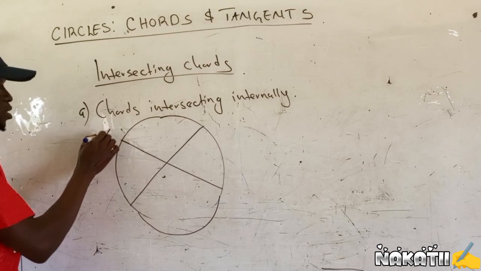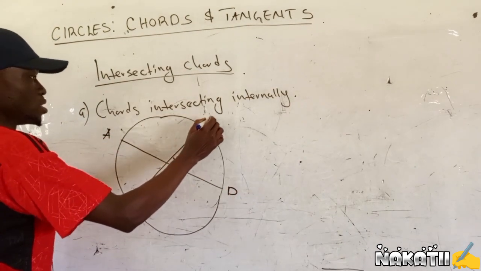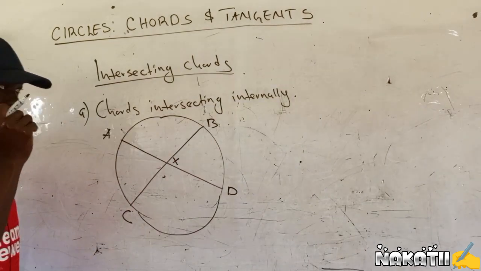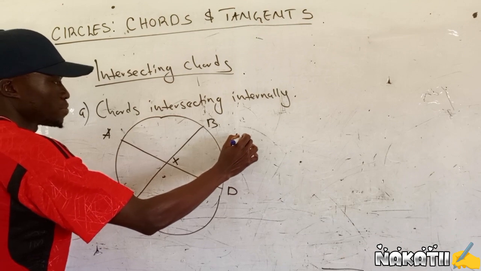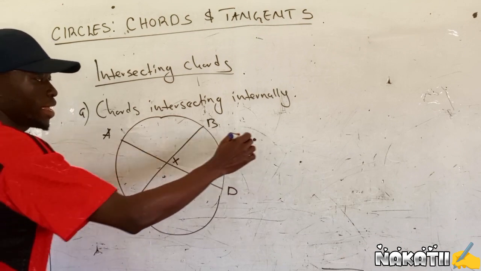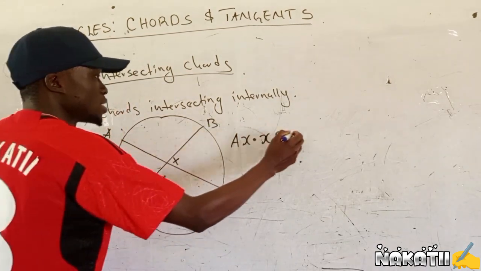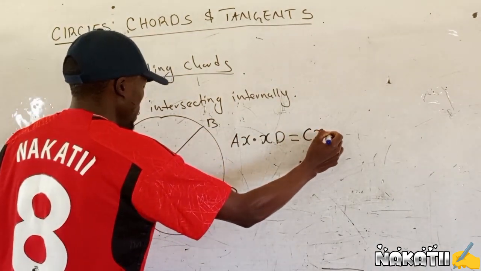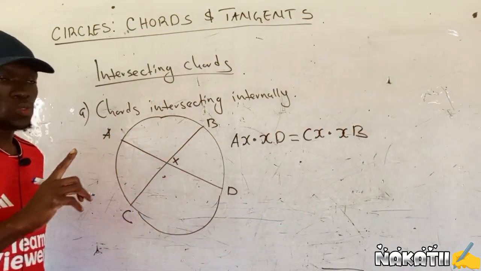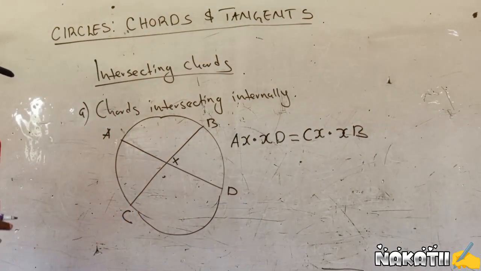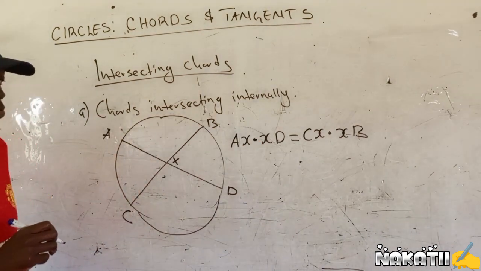and we can label this to be A, X, D, B, and C. We say that if you take length AX, you multiply by length XD, should be equal to length CX multiplied by length XD. This one applies when the chords are intersecting internally. In mathematics, this dot means multiplication.